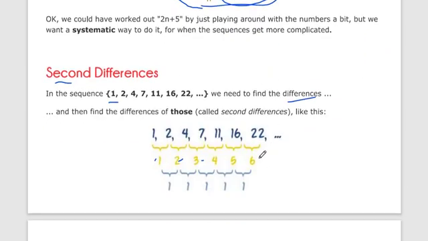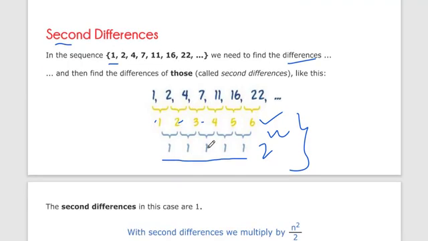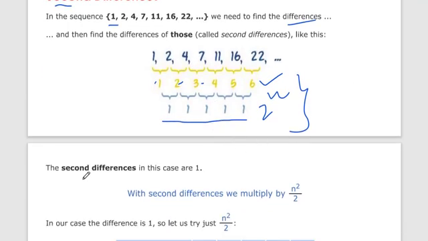Okay, but here we do not have the same difference, so we have to do a second difference. This is the second difference, and after the second difference we get the same value. Okay, so sometimes for different types of sequences you have to do second differences also. The second difference in this case is 1.